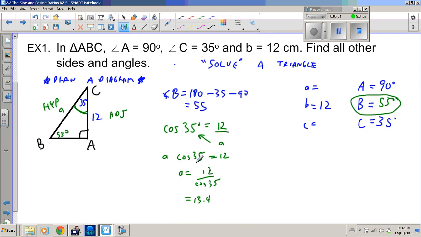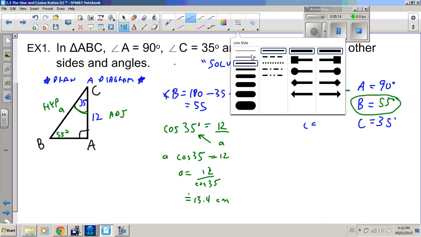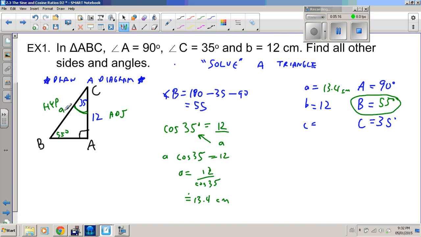And that's what is this? This is in centimeters. So A is 13.4 centimeters. And then C, how are we going to find C? Well, it doesn't really matter, right? Now that we've got two sides in this right angle triangle, we could use Pythagorean theorem.